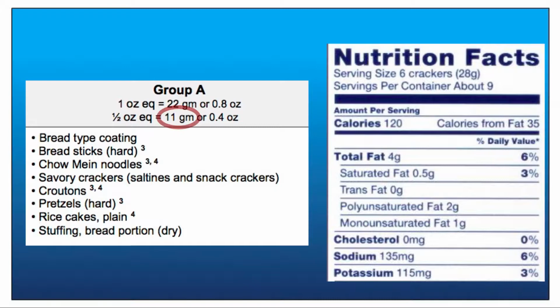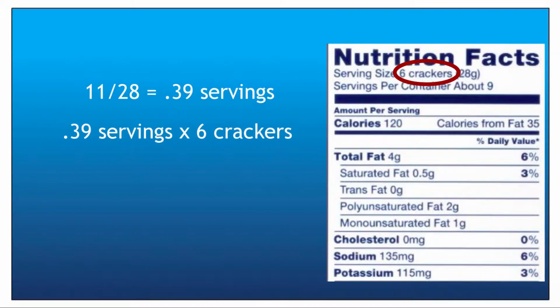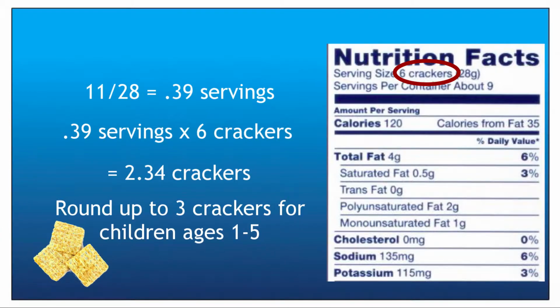For younger children, divide 11 by 28 grams. The result is 0.39. Multiply 0.39 by 6 crackers in a serving. The result is 2.34. Round up to 3 crackers for children ages 1 through 5.